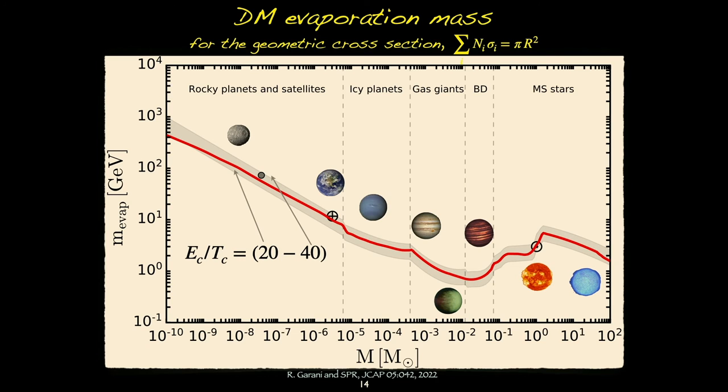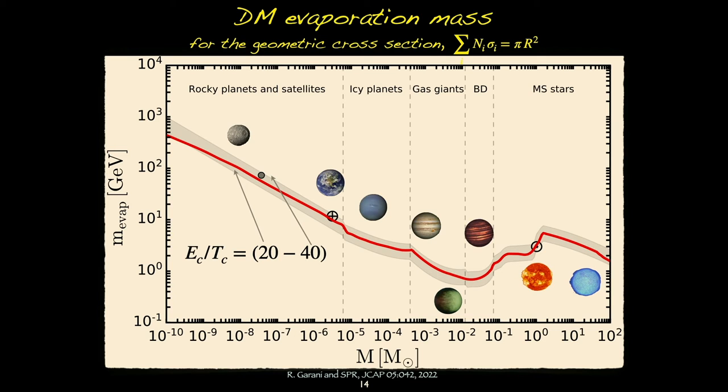Okay, so we can put all these things together and compute the whole thing, and this is the result for the dark matter evaporation mass, as I said, over 12 orders of magnitude, from small planetary satellites to giant stars in the main sequence. This is for the geometric cross section, and you see this is the red curve. And I show you, just as a reference, the case where E over T is between 20 and 40. This is a gray band. I don't know if you can actually see it, but the red curve is within that gray band.